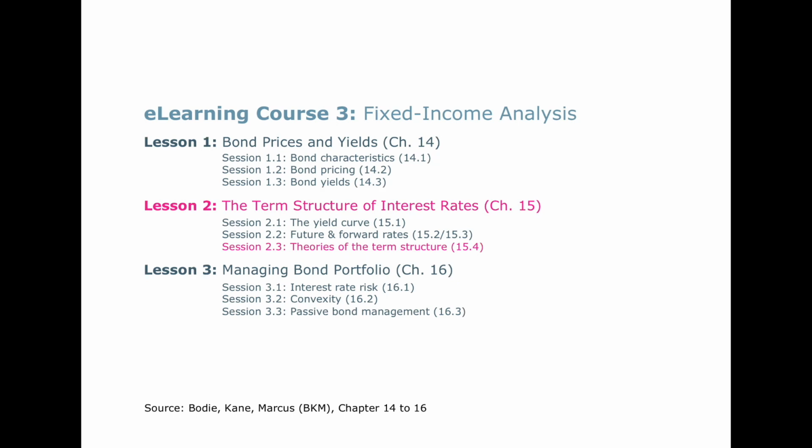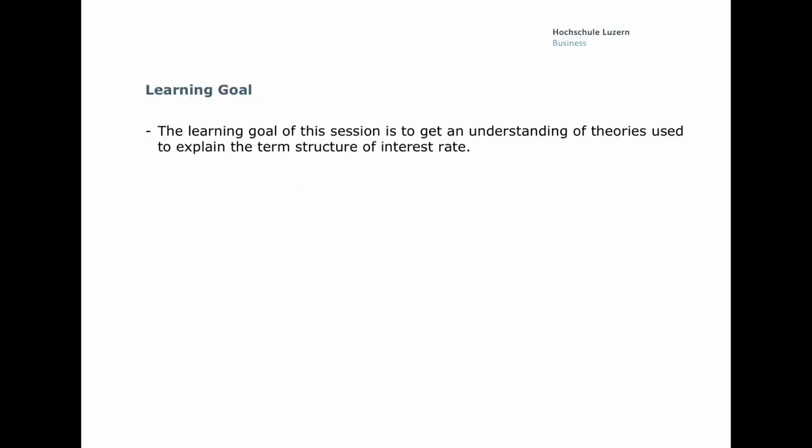Welcome back to the e-learning Core 3 Fixed Income Analysis, session 2.3. In this session, we will talk about theories of the term structure which are used to explain the slope of the yield curve. The main learning goal of this session is to introduce you to the expectations hypotheses and the liquidity preference theory, which are considered the main term structure theories used to explain the slope of the yield curve.